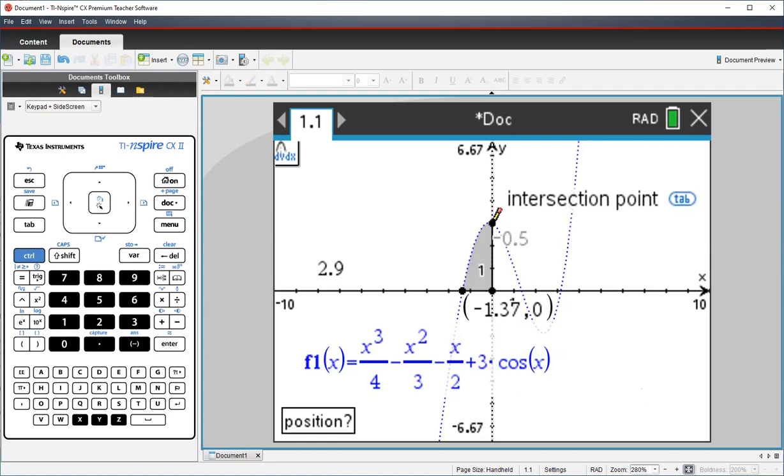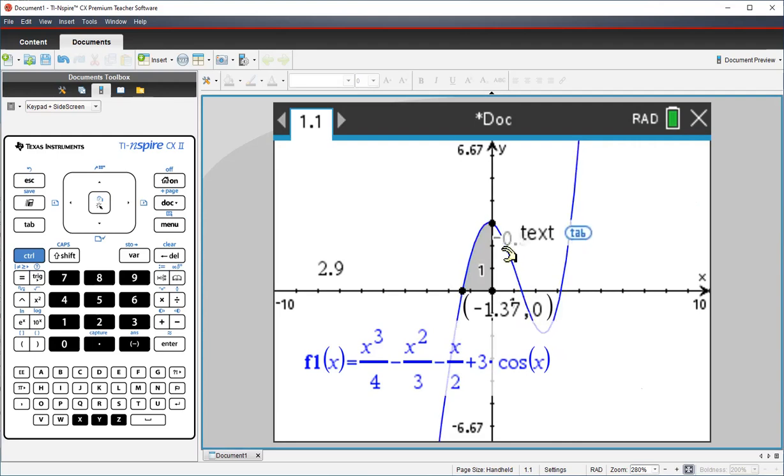And so the position is going to be right here at this intersection point. And so the number that came up is this -0.5. And so that was the derivative for us. So let's take a quick look.